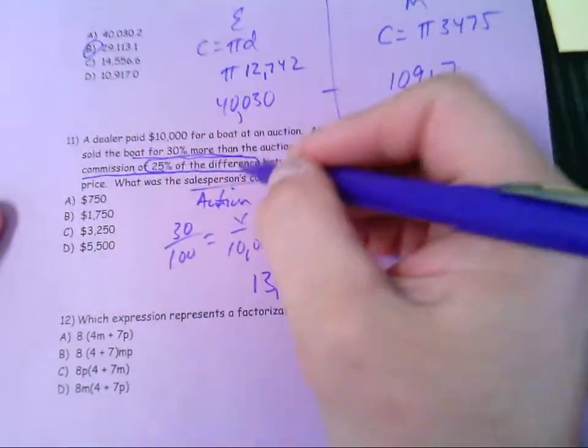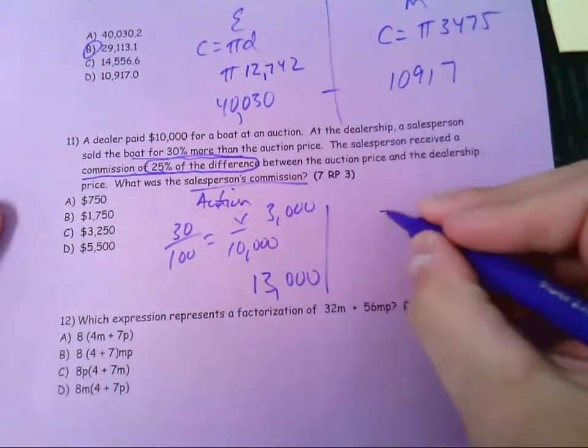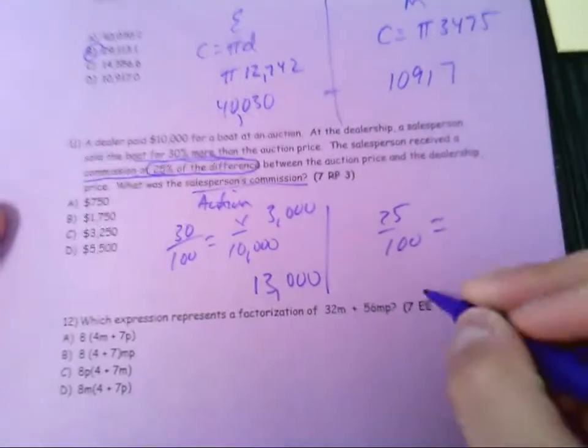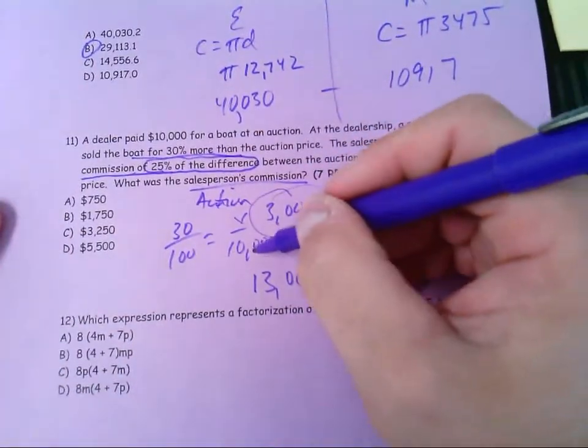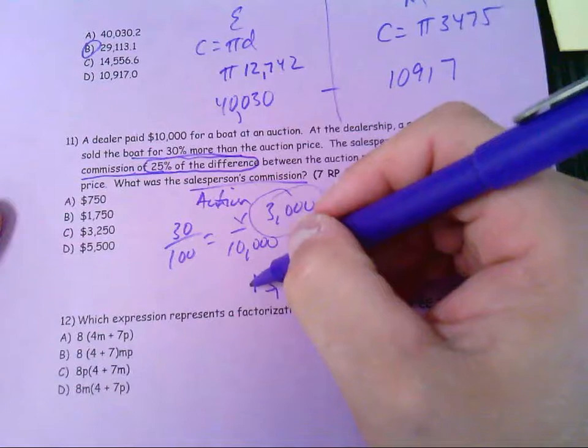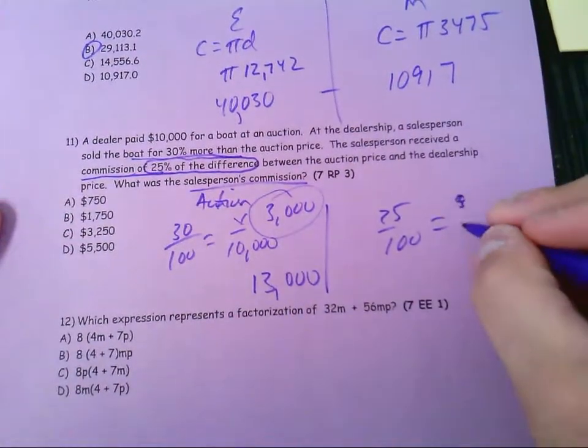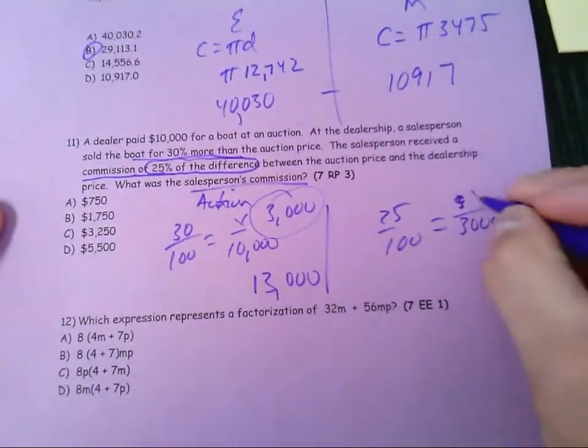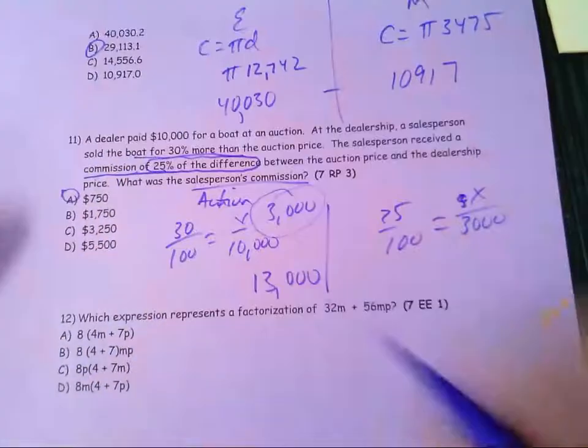The commission is 25% of the difference between the two costs. So it's 25% of the difference. Now that difference is between 10,000 and 13,000, so it's a $3,000 difference. Then the commission would be $750.